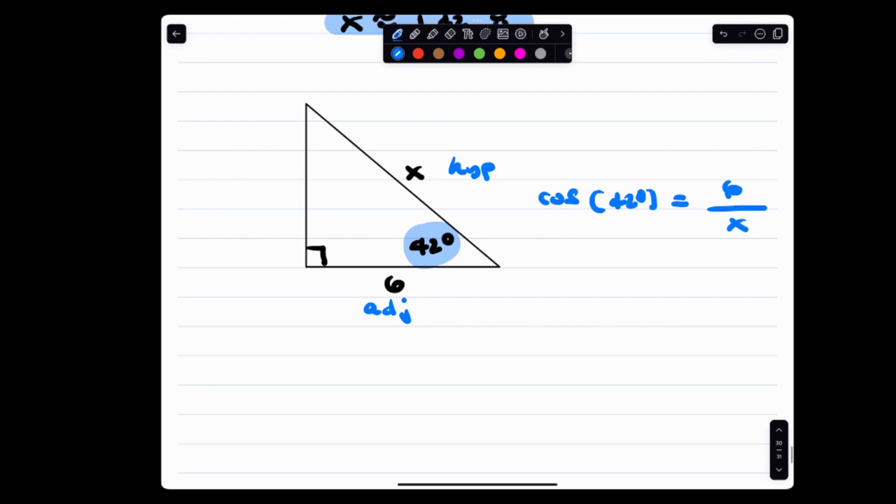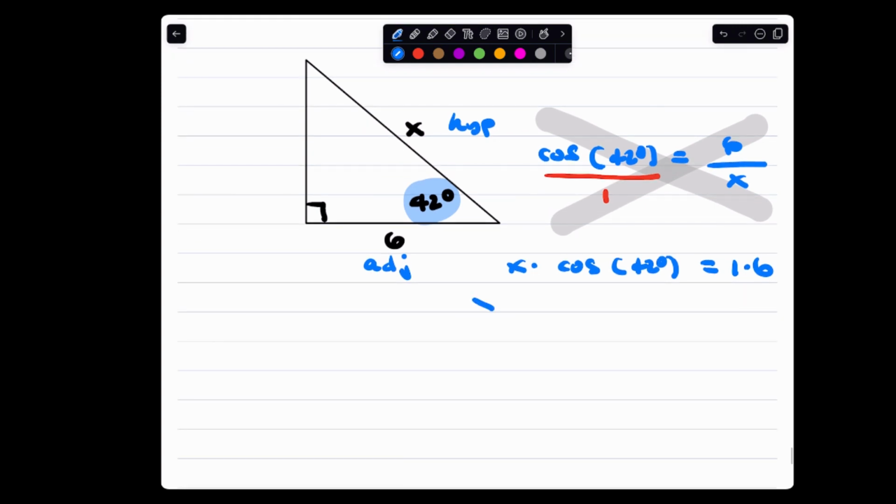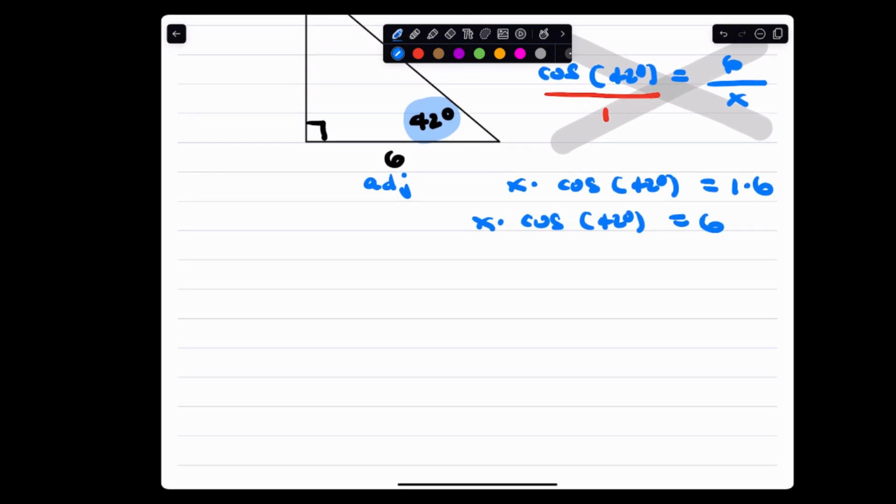Now, what do you guys want to recognize? Isn't that a proportion? Yeah. What do you do? Cross multiply, and what do you get? X times cosine 42 degrees becomes 1 times 6. X times cosine 42 degrees. What's 1 times 6? 6. What is cosine 42? Isn't that a number?